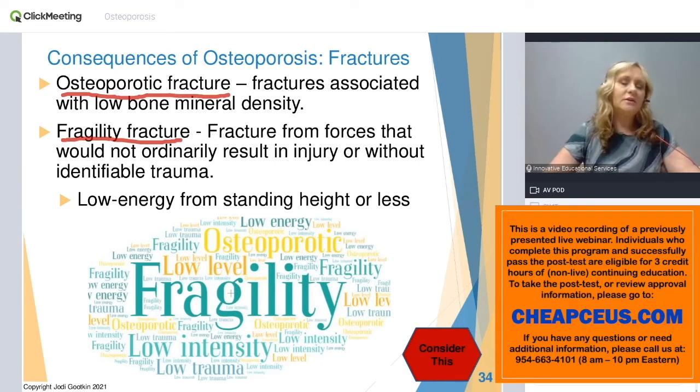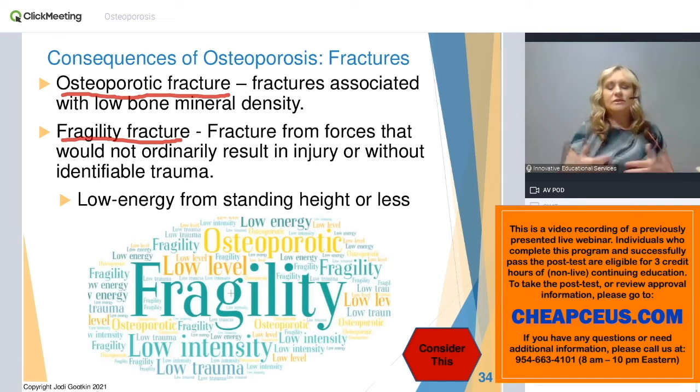And again, you will hear this referred to so many different ways. The terminology that we are looking at is what seems to be utilized most consistently in the research and across the large agencies that put out our standards for management. Fragility fracture is a fracture that's going to occur with an injury or an event that normally wouldn't cause a fracture. They tend to be low energy, so the World Health Organization defines that as a fall from standing height or less that results in a fracture is a fragility fracture because the bone's already deteriorated.